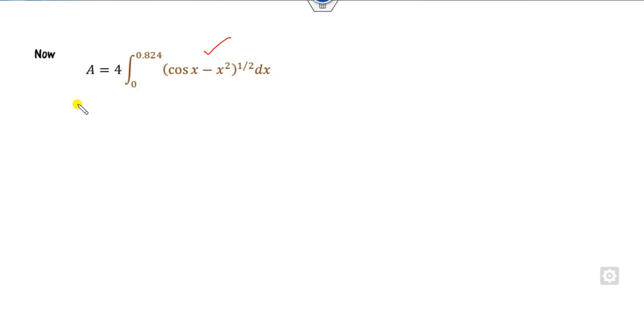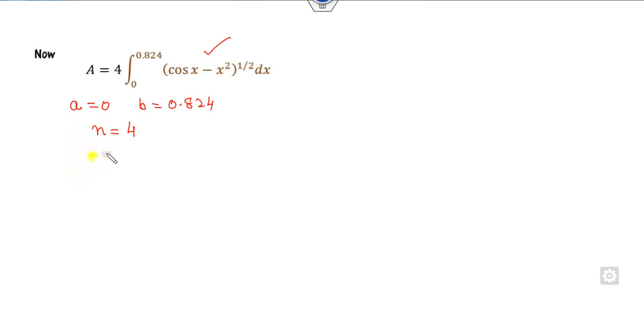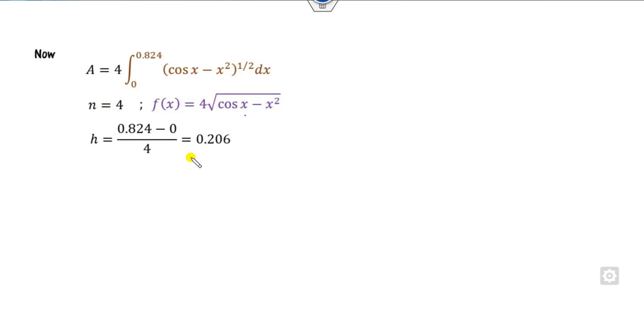Now you can do it this way. What is a? A is 0, b is 0.824, and it is given to you that you have to consider 4 subintervals. N is 4. You can find the value of h as b minus a over n. What is your f(x)? f(x) will be 4 times (cos x minus x square) raised to power 1 by 2. So this is my f(x), this is my h.